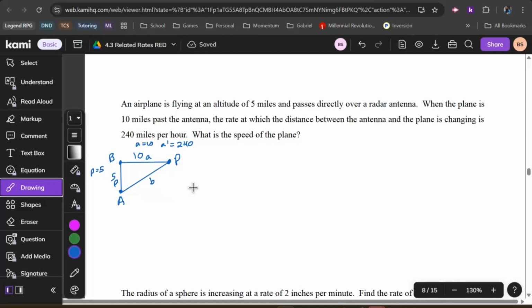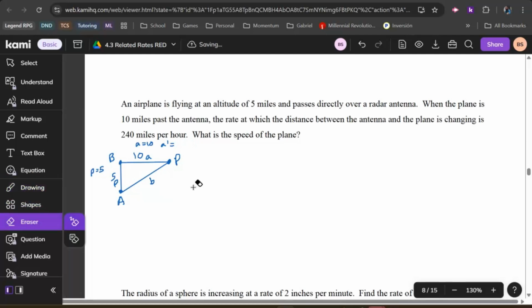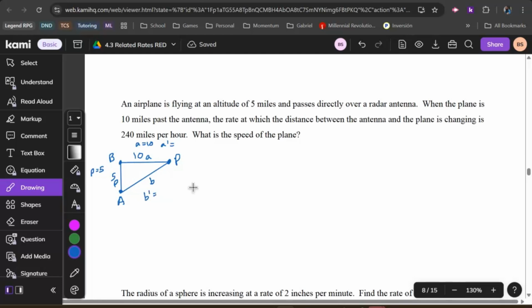So what we need to know is how fast B prime, oh, hang on. No, that's not, this isn't 240. I did that wrong. At the rate at which the distance between the antenna and the plane is changing. Sorry, so B prime, my apologies, is 240. And we want to know what A prime is. My bad. Okay, now what we're going to need then is, in order to find that, we're obviously going to have to use Pythagoras with all our sides, and I'm going to need to find B. So let's do that first.